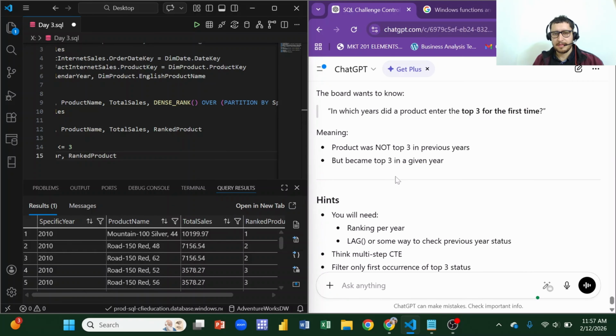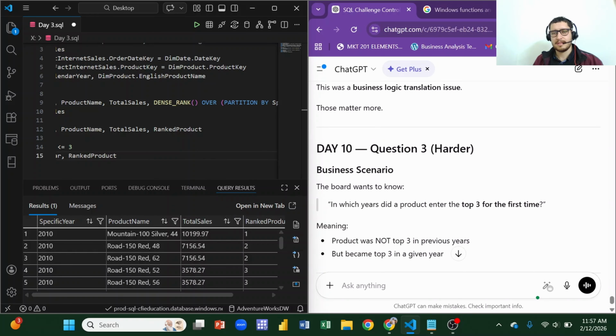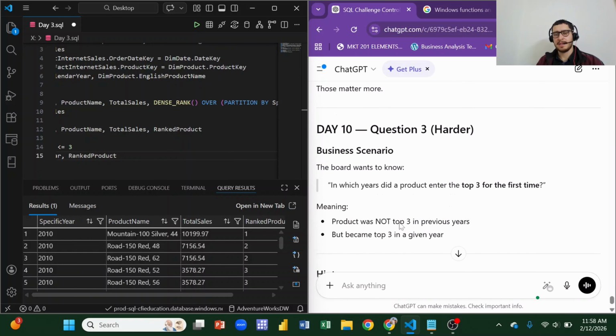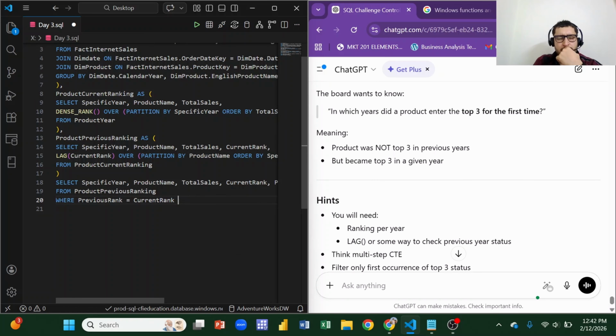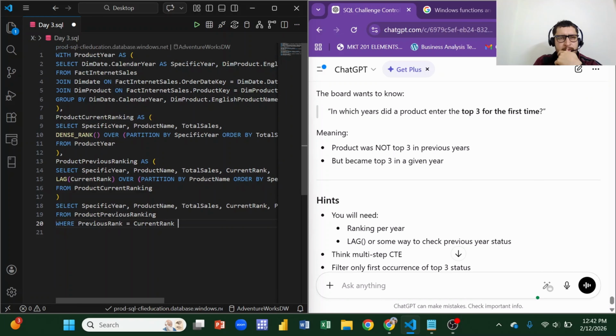to question 3. Question 3 is already highlighted as a harder question, more difficult than the previous two. The business scenario is that the board of directors wants to know in which year a product entered the top 3 for the first time. Okay, meaning the product was not. Friends, this is the situation for the question 3 query.